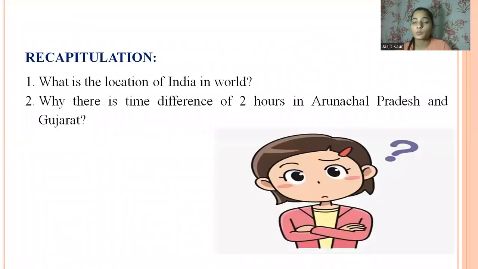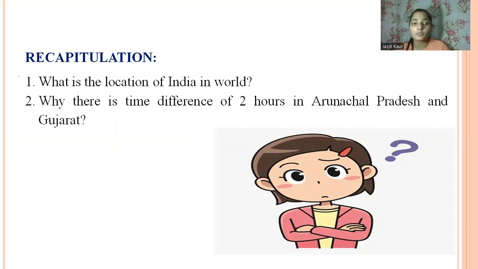Now let's quickly summarize what we have discussed in this class. We started with the chapter location and size of India, in which we first talked about the location of India, and the physical features of India, like what seas or oceans are located near India. Then we also talked about the latitudinal and longitudinal extent of India, and lastly we talked about the Indian standard meridian that is adopted by India. So this is what we talked about in this class.